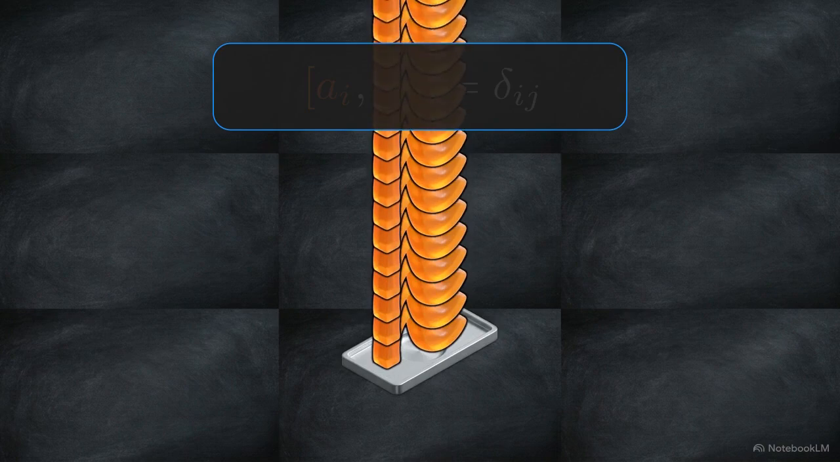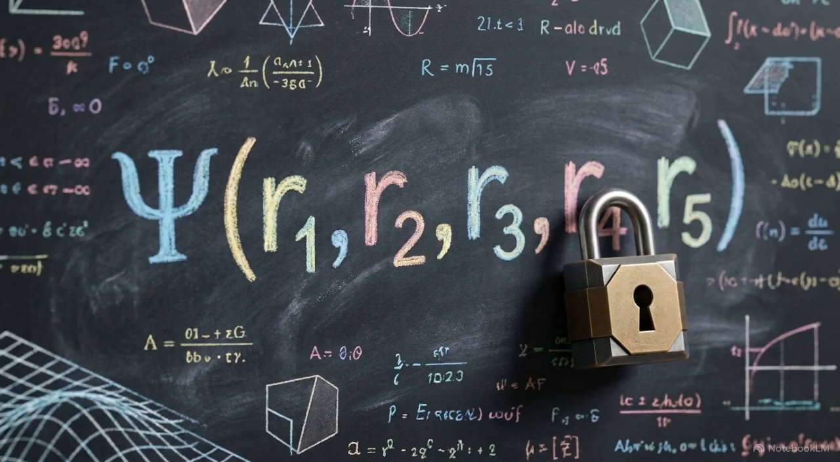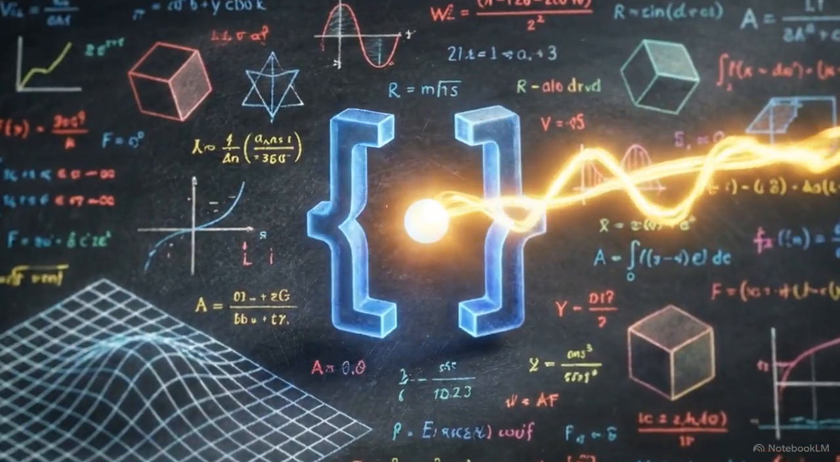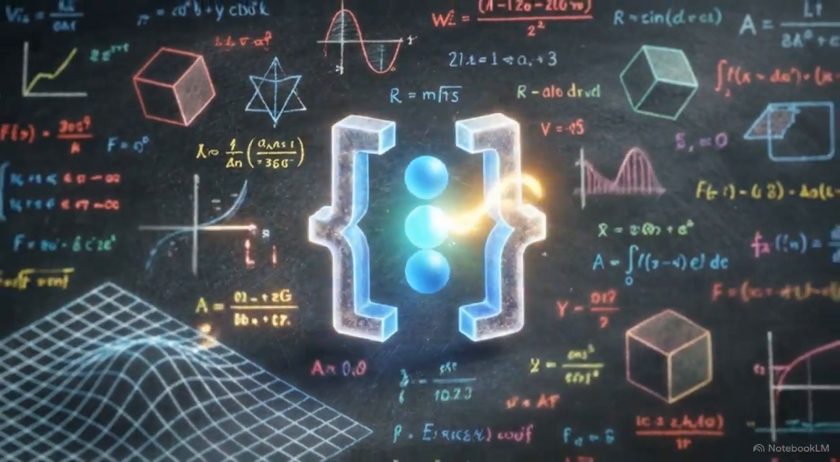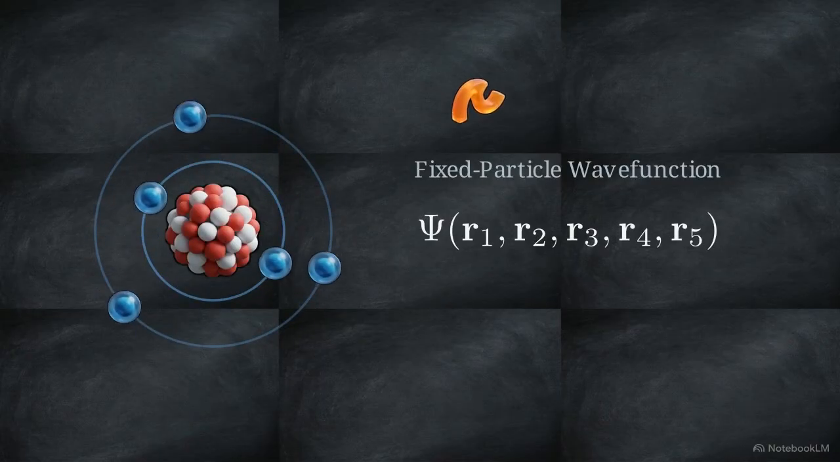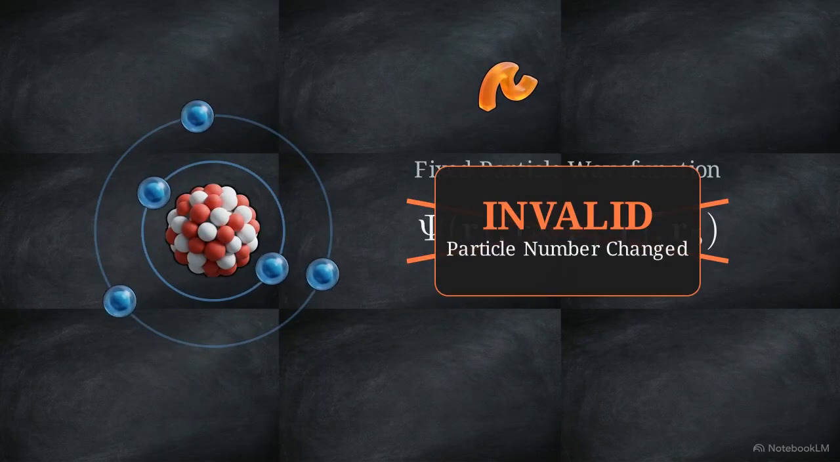But the most important advantage of this language is counting. First quantization assumes that the total number of particles in a system never changes. In dynamic reality, particle counts are constantly shifting. If you heat up an atomic structure, it emits a photon. The total number of particles in the observable universe just went up by 1. Standard wavefunctions cannot handle this.